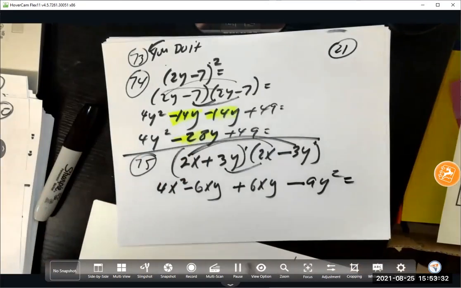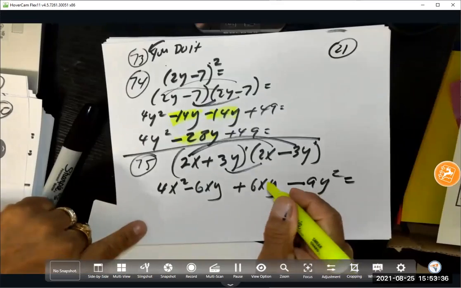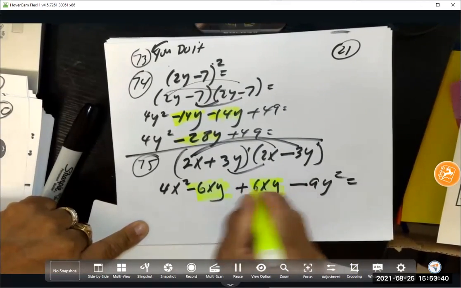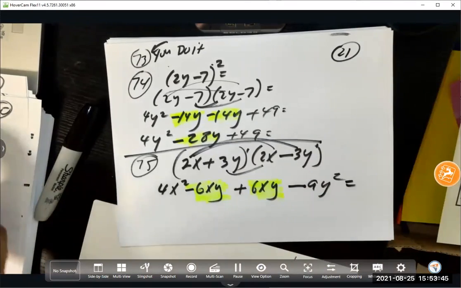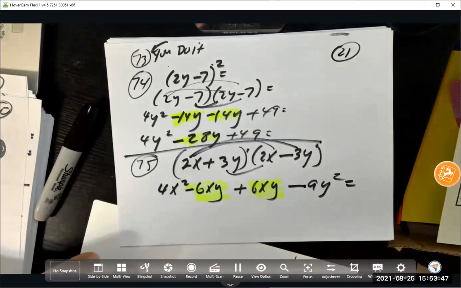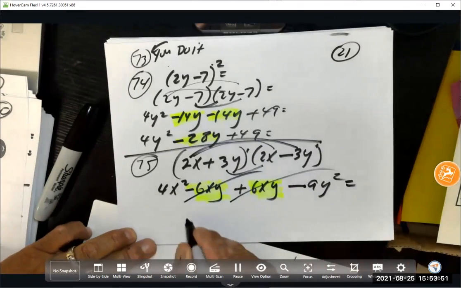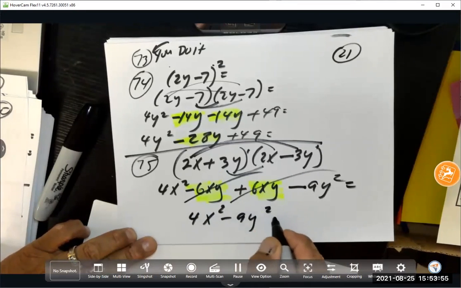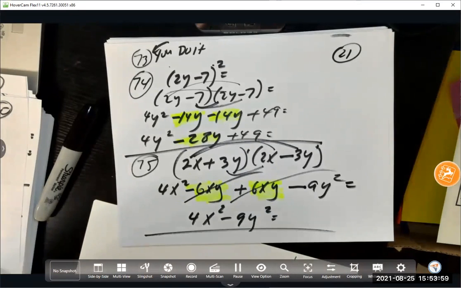Okay, now look at the middle one. This one you lost 6, then you won 6. So what do you think? You lost 6 and won 6. Is it gone? Yes. It's out of here. Can I go like this? Yeah. So I have 4x squared minus 9y squared. Yes or no? Yes. Like that. All right, that's number 75.